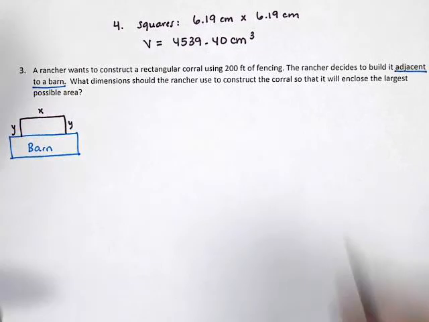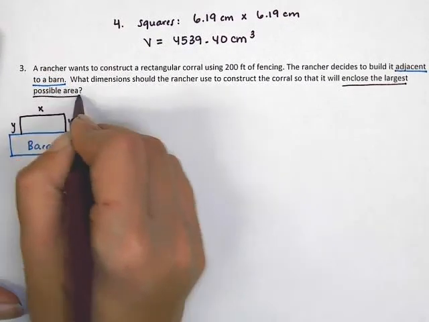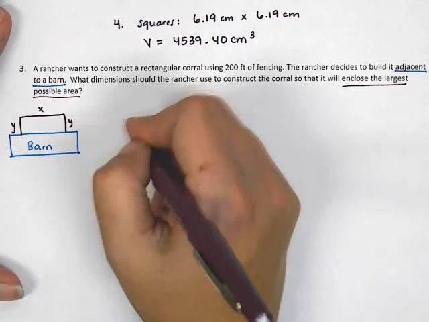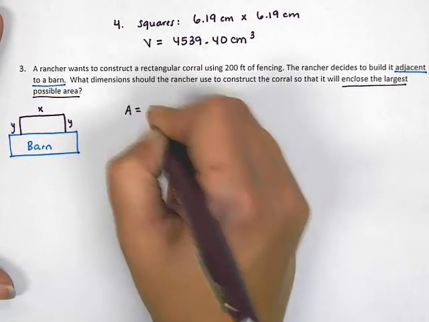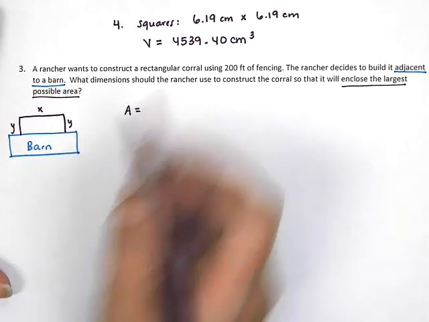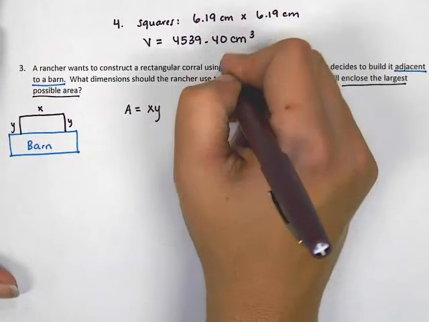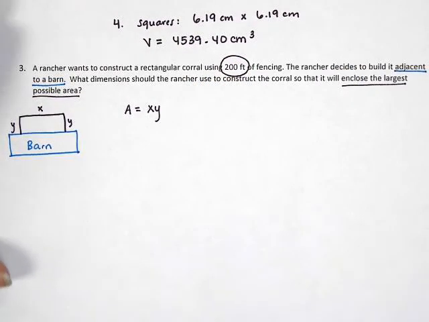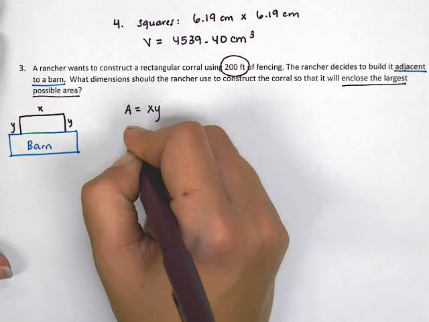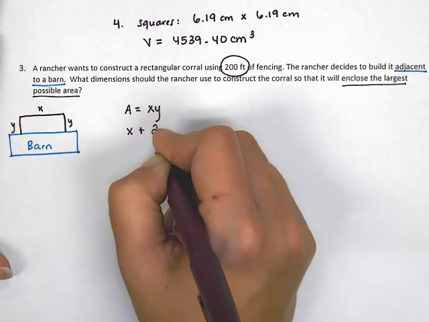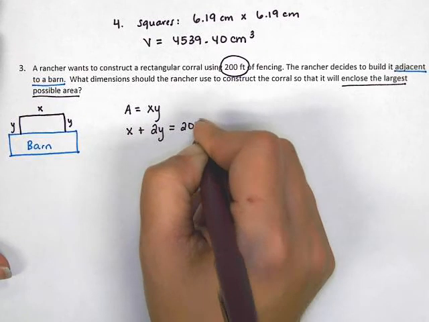Now we want to enclose the largest possible area, so we need to write a formula for area. The formula for the area of a rectangle would just be base times height, which in this case would be x times y. But that makes me notice that I have two variables. If I've got an x and a y, that means I'm going to need a second equation in order to substitute and get rid of one of those variables. So another piece of helpful information in this question is that we have 200 feet of fencing. 200 feet of fencing is a perimeter. So if I add up x plus 2 of the y's, I know I'm going to get 200.